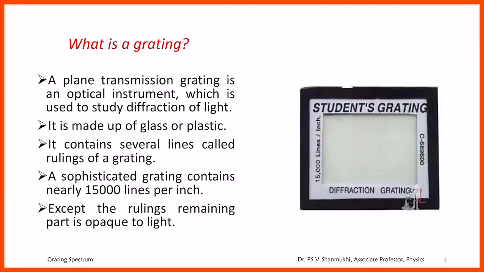So, coming to the first one, what is a grating or what is a plane transmission grating? Generally, a plane transmission grating is an optical instrument which is used to study the diffraction of light. To study the diffraction, there is one condition: the width of the slit must be comparable to the wavelength of light. Then only we can observe the diffraction pattern, meaning we can observe the alternate maxima and minima. So, the foremost or the very essential condition is that the width of the slit must be comparable to the wavelength of light.